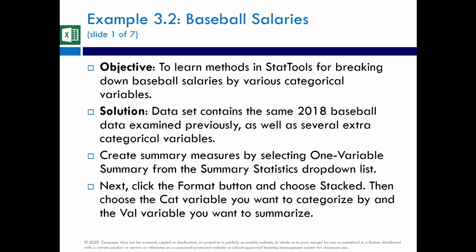Baseball salaries. Objective: to learn methods and StatTools for breaking down baseball salaries by various categorical variables. Solution. The dataset contains the same 2018 data as in the example previously, as well as extra categorical variables. Create summary measures by selecting One Variable Summary from the Summary Statistics drop-down list. Next, click the Format button and choose Stacked, then choose the Cat variable you want to categorize by and the Val variable you want to summarize.